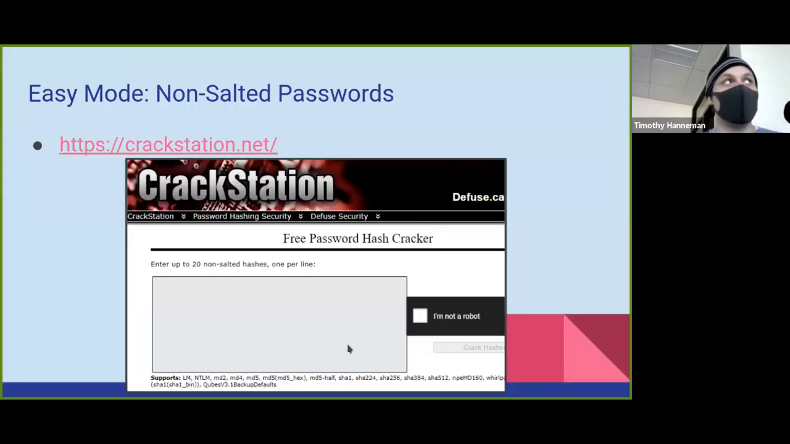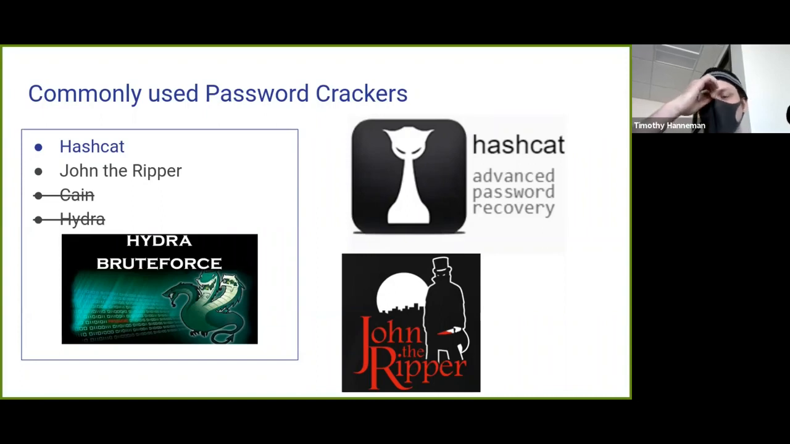So quick start. If you're doing password cracking and you have a hash, just go to crackstation.net and copy and paste the hashes. It's going to be one of the quickest ways to get the password information from non-salted hashes. There's a variety of password cracking tools: Hashcat, John the Ripper, Cain, Hydra. There's more than that. Hashcat is one of the fastest, most efficient tools that you can use. That's why it's highly recommended.